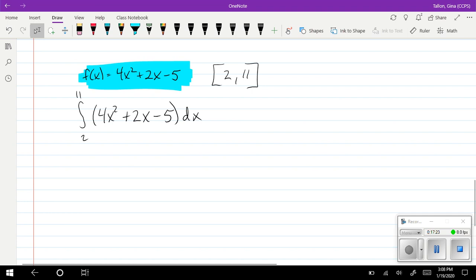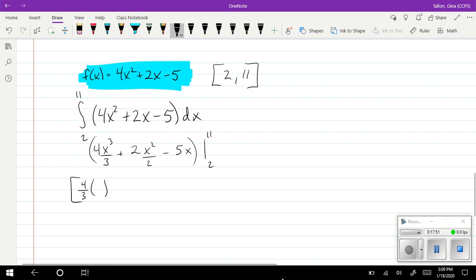When I multiply 4 times the integral of x squared, that's x cubed over 3, I get 4x cubed over 3. Plus 2 times x squared over 2 minus 5 times x. That's what you get when you take the antiderivative or the integral of your f of x, and we're going to evaluate that from 2 to 11. Alright, big bracket, clean it up as you go along, okay?